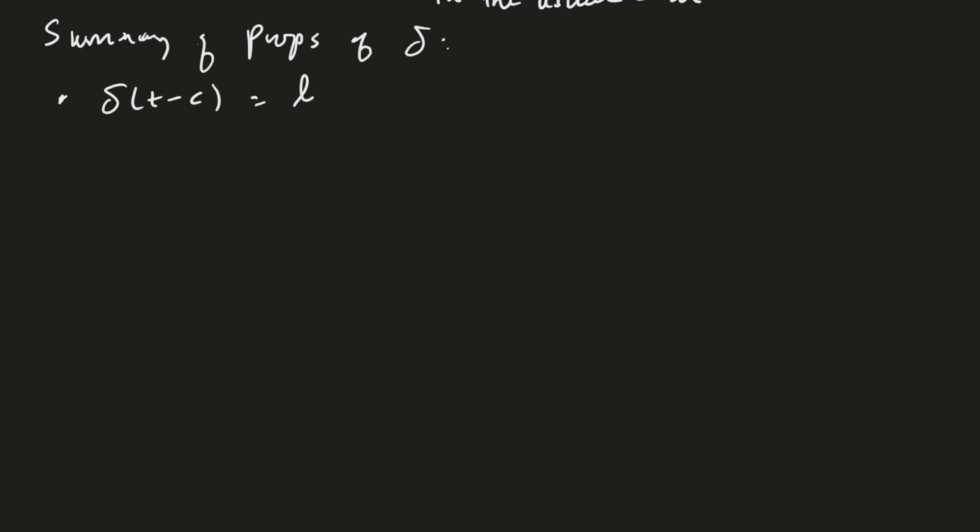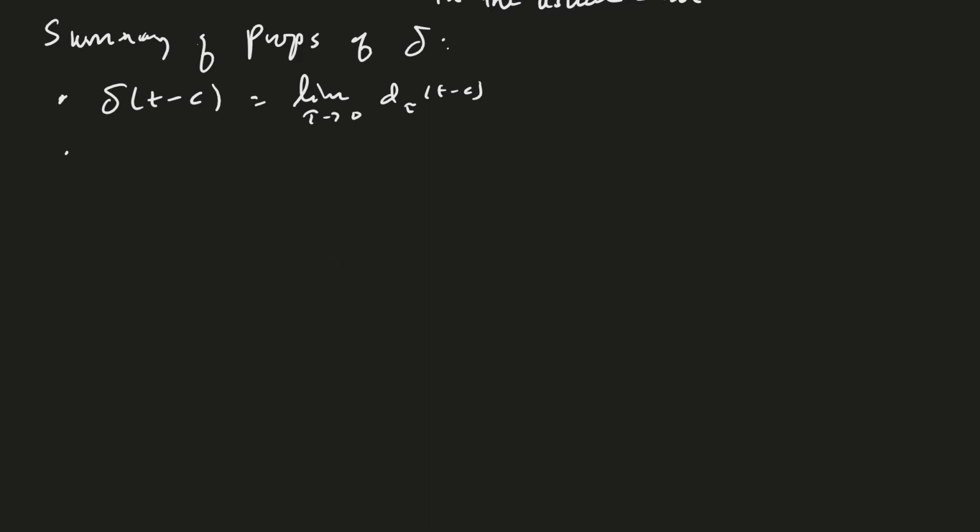So, a summary of the properties of the Dirac delta function. One is that the Dirac delta function is the limit as tau goes to 0 of d sub tau of t minus c. Okay, that can sometimes be very useful.